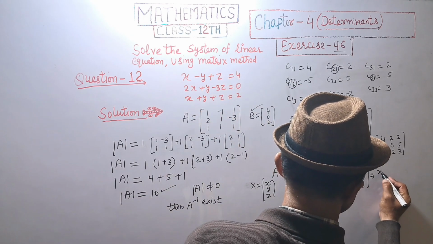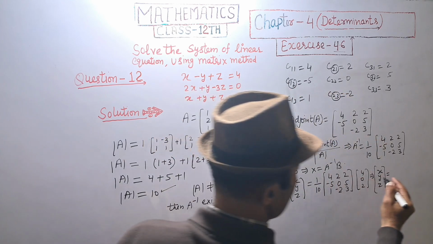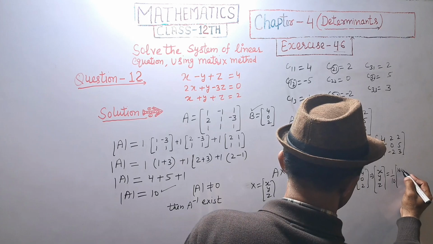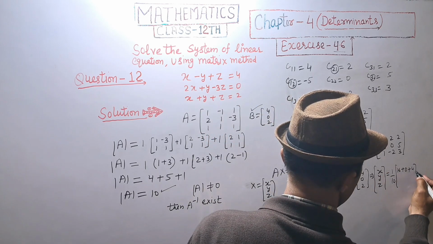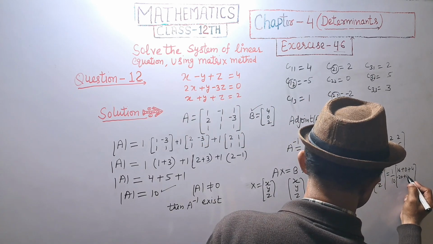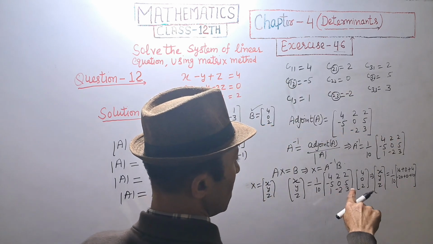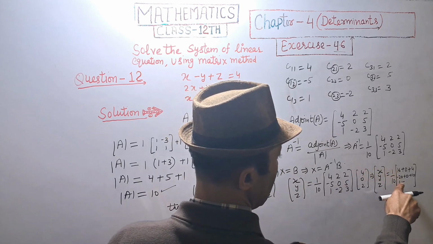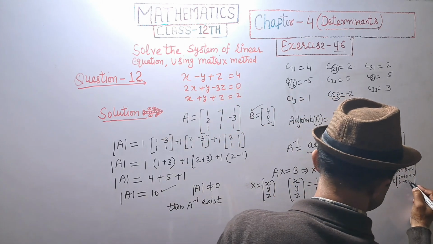This implies x, y, z is equal to 1 upon 10, 4 4s are 16 plus 0 plus 2 2s are 4, minus 5 multiplied by 4, -20 plus 0 plus 10, 4 minus 1 into 4, that is 4, minus 2 into 0, that is 0, 3 into 2, that is 6, 3 2s are 6.